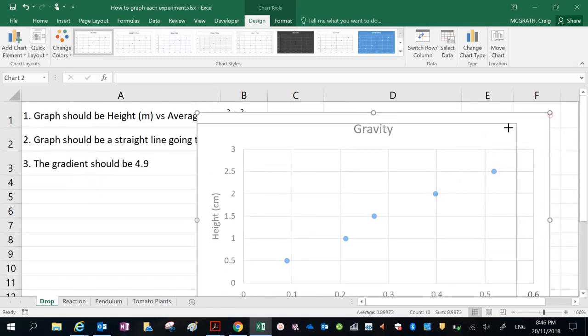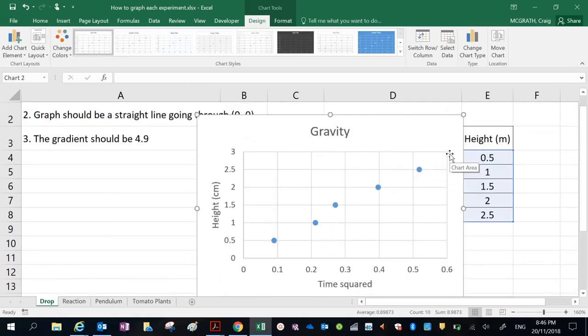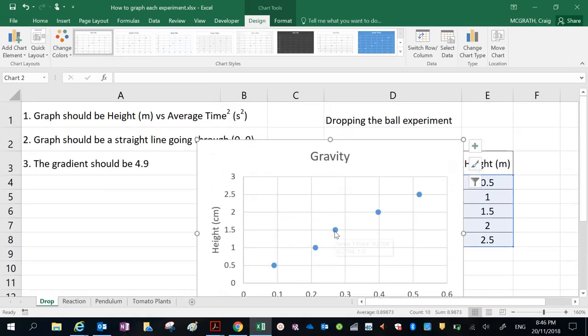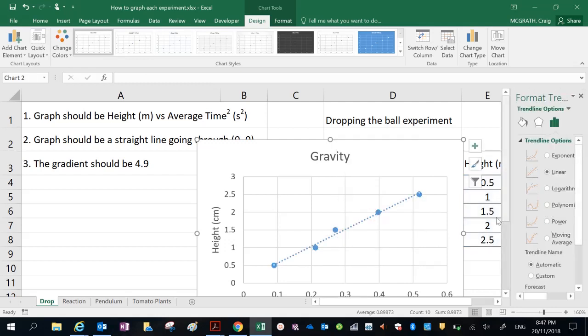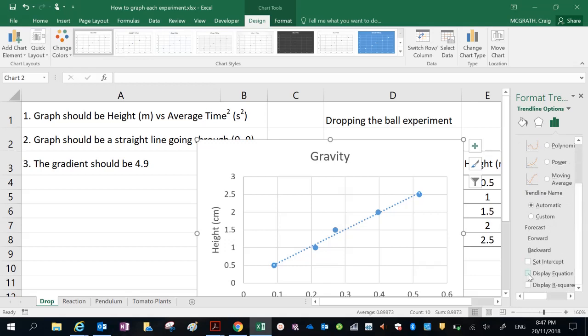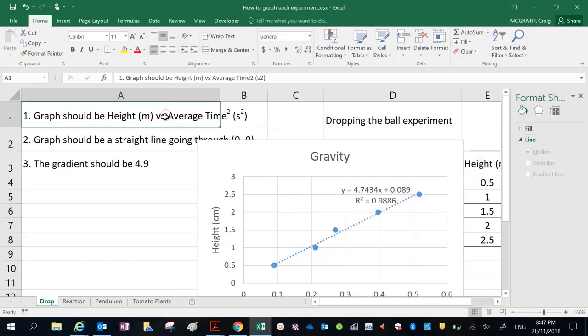When we look at this graph, first we click on any point, it doesn't matter, then right click, add a trend line. Over here we've got different options. Linear is the one that we use, it's already highlighted. And we want to display the equation and display the r squared value. And that's it. So there's our graph finished.